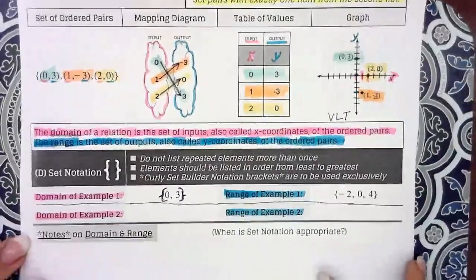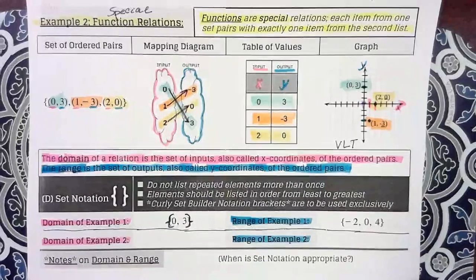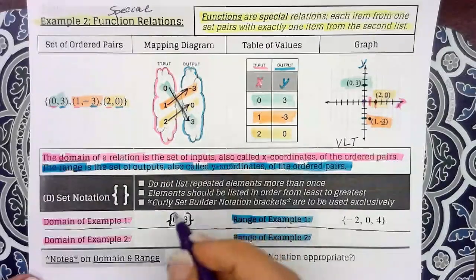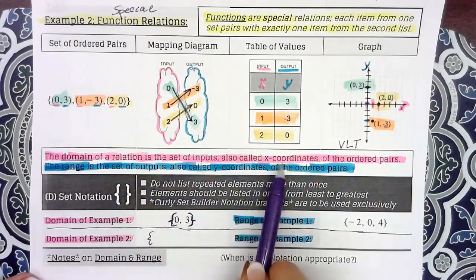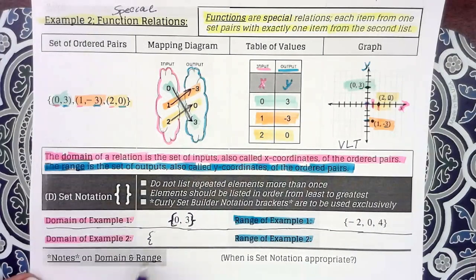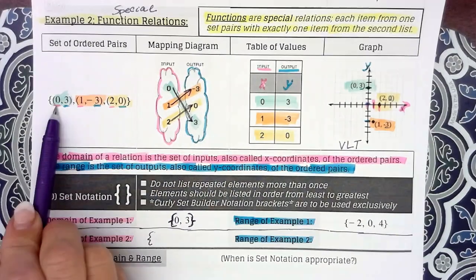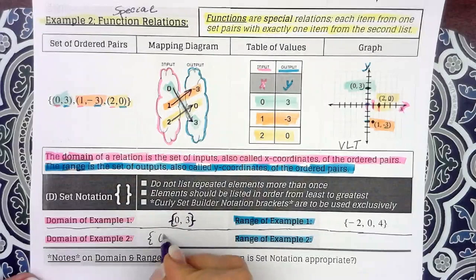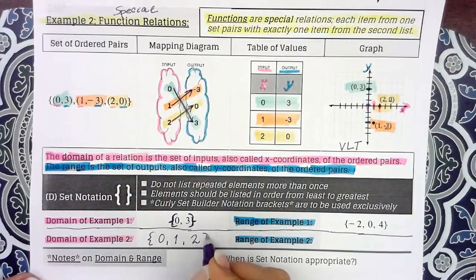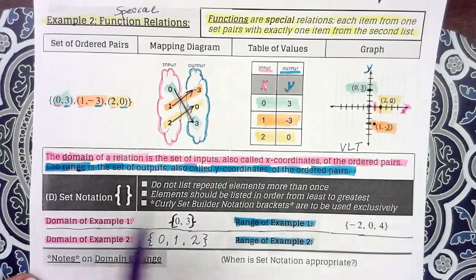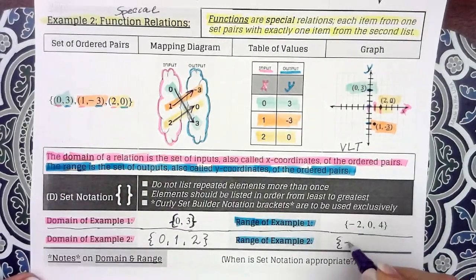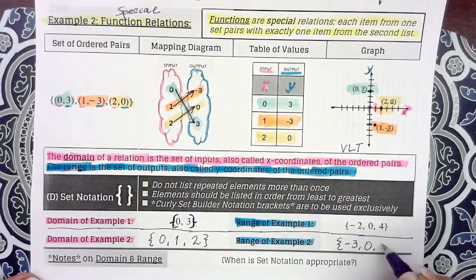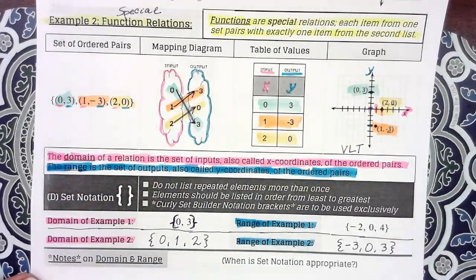So I could see my function relation example 2. I want to find the domain and range of that. So domain, I'm going to use set builder notation again. The domain is going to consist of the set of inputs, or x coordinates, of the ordered pairs. So my domain in example 2 is 0, 1, and 2. It looks like that's in order, so we are good with that. The range, 3, -3, and 0. Well, it's not in order, so I'm going to fix that. So it's -3, 0, and 3, and close off your bracket right there.